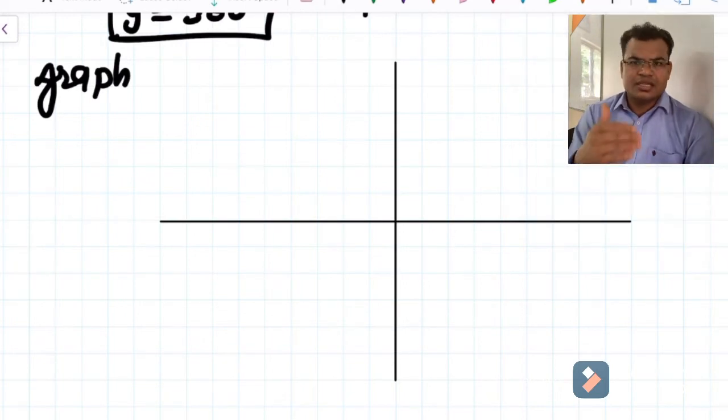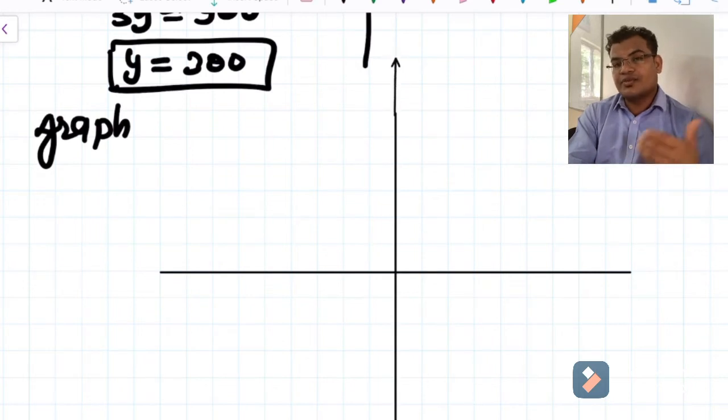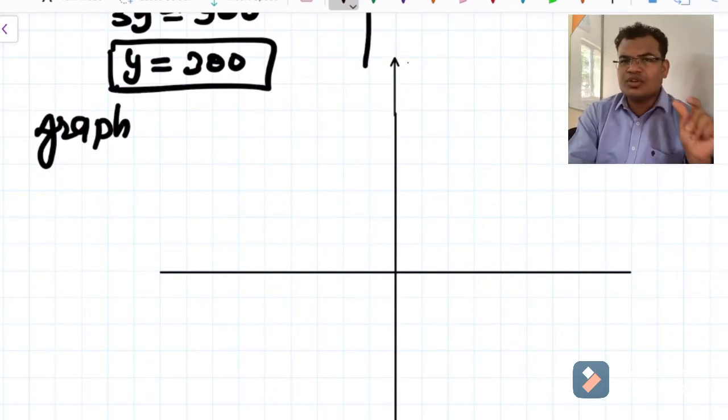On the x and y axis, you can see the gap of 100, you can take it, okay, so 100, 200, 300, 400, like this you can take. It depends on your value of x and y. How much value is x and y?